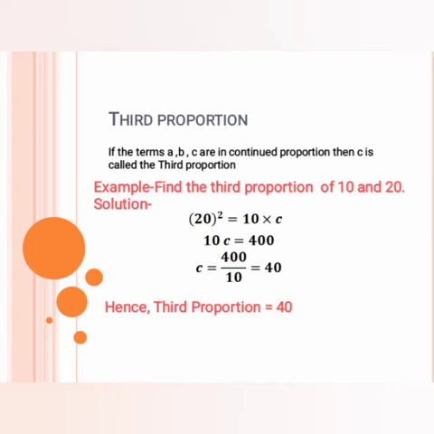Let us understand with the help of example. We have to find the third proportion of 10 and 20. Here, if A, B and C are in proportion, then B square is equal to AC. So 20 square is equal to 10 into C. That is, 10C is equal to 400 and C is equal to 400 upon 10. As you know, the value will become 40. Therefore, the third proportion is 40 here.